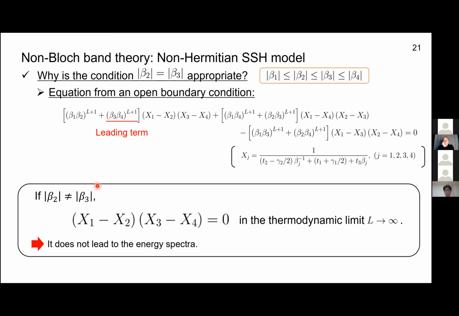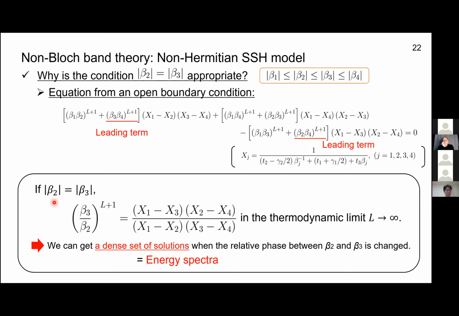On the other hand, if the absolute value of beta 2 is equal to the absolute value of beta 3, this equation has two leading terms, as this and as this. In the thermodynamic limit, we can reduce this equation to this form. And importantly, we can get a dense set of solutions when the relative phase between beta 2 and beta 3 is changed. This set of solutions means the energy spectra in this system. So in conclusion, we can get the condition for the generalized Brillouin zone in this form.